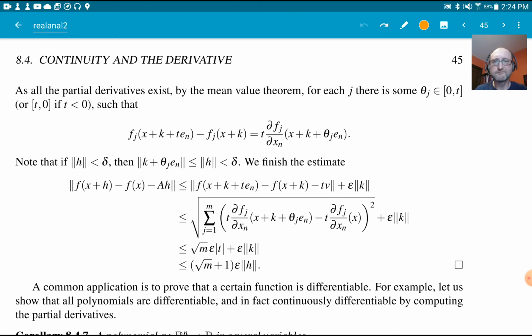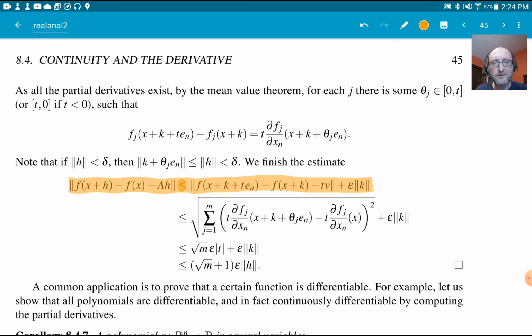Now, I'm assuming that norm h is less than delta. So therefore, I had this estimate with t, and theta j is basically smaller than the absolute value of t. So this guy is definitely less than or equal to h. I'm making one of the components of this vector smaller, so that means it is still within delta. So now we can finish this estimate. We have this guy less than or equal to this, that's what we got on the previous slide, or previous page. It's not a slide really.